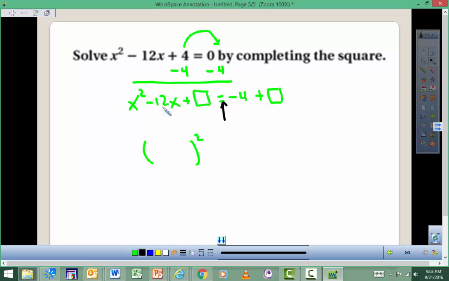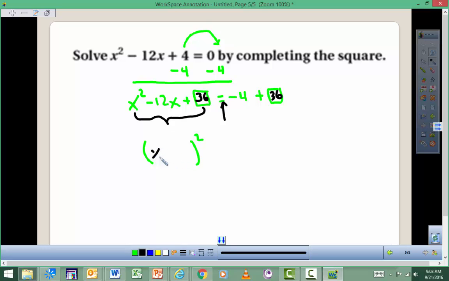What do we do? We divide by 2, right? And you get 6. You get 36 here then. So that's a 36 here, and that's a 36. Everybody good with that? Now that you've done that, you know that this side here is a perfect square. So please figure out what goes here.